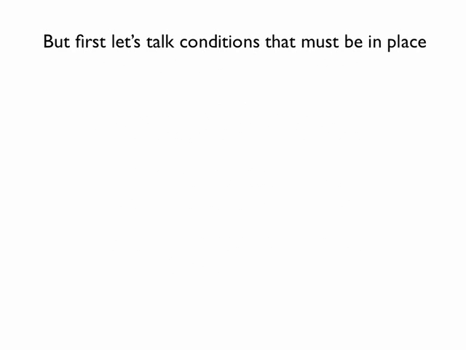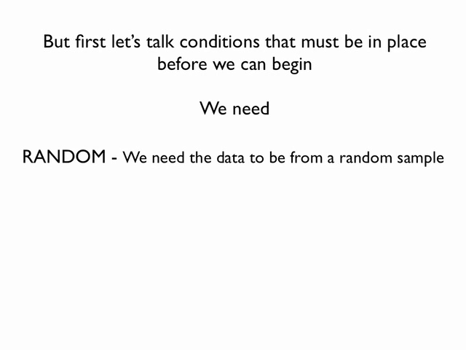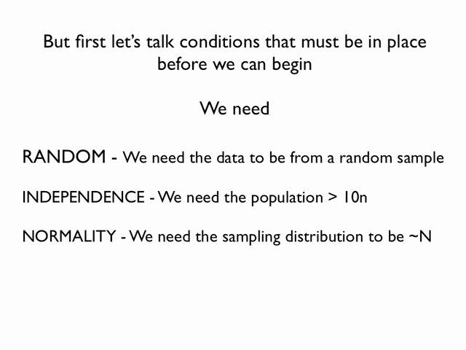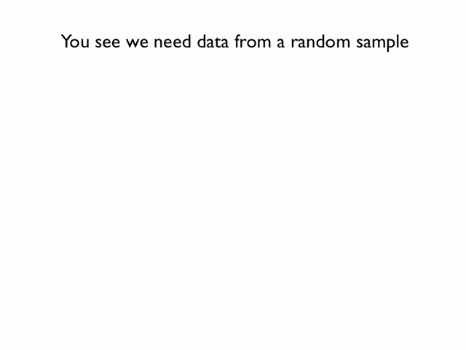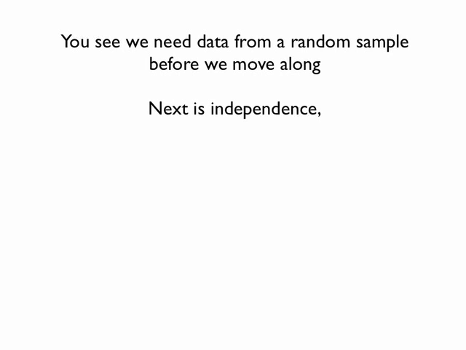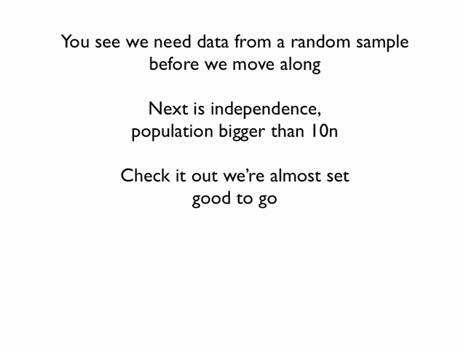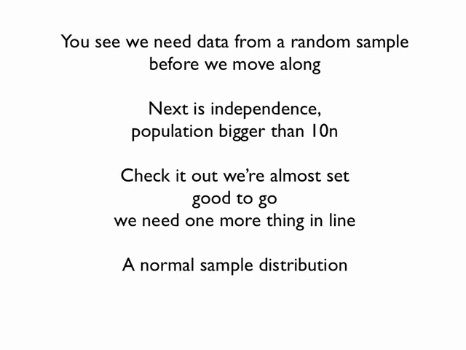But first, let's talk conditions that must be in place. Before we can begin, we need random, independence, and normality, also known as RIN. You see, we need data from a random sample before we move along. Next is independence, population bigger than 10n. Check it out, we are almost set, good to go.